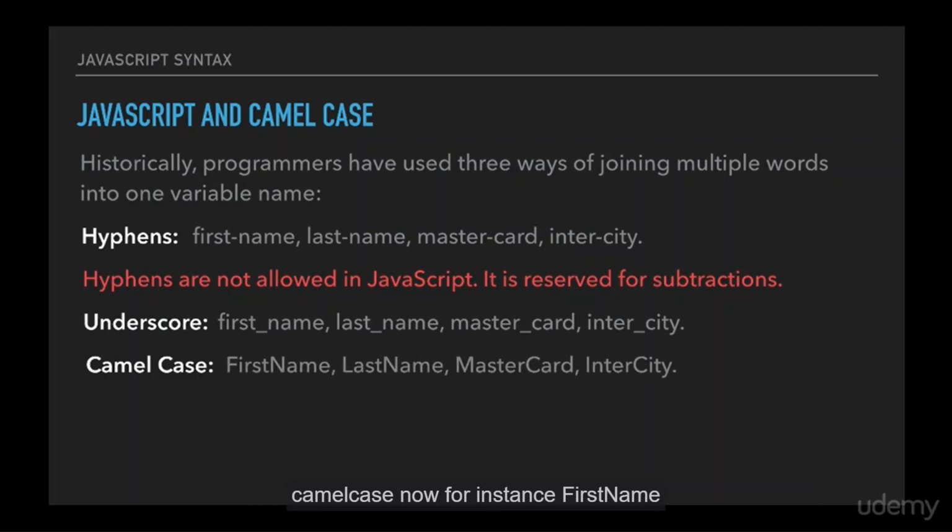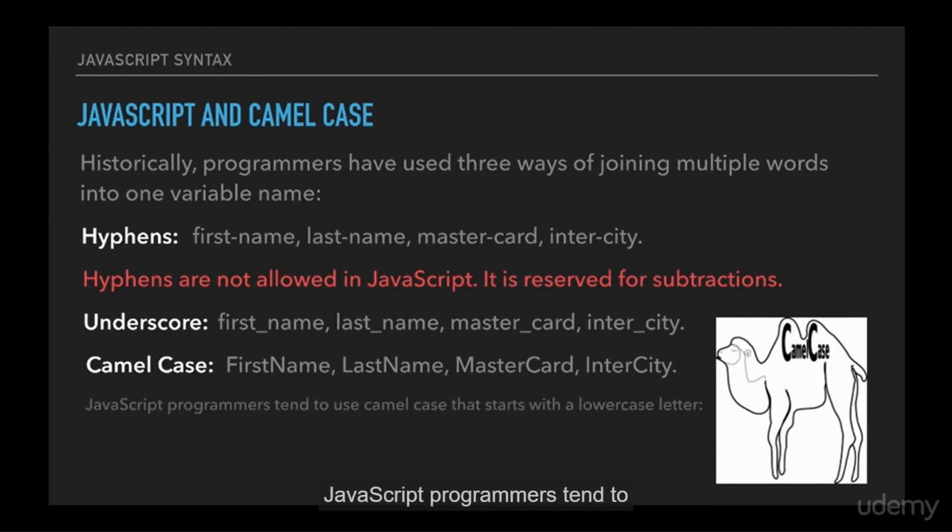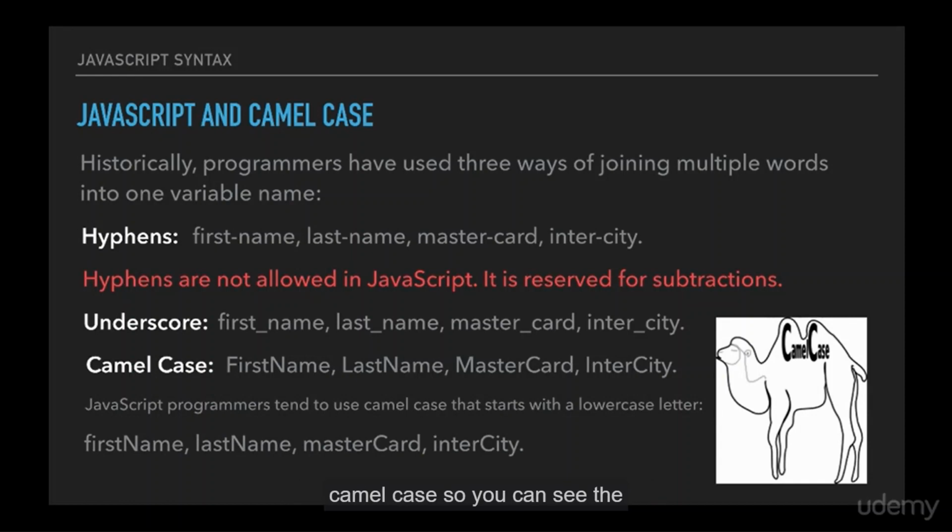For instance, FirstName, LastName. You see, the first letter of each word is in uppercase, whereas the subsequent letters are in lowercase. Can you relate it to a camel? You can see this. The camel case is derived pretty much based on the humps of the camel, and that's how the nomenclature came into existence. JavaScript programmers tend to use camel case that starts with a lowercase letter. So whenever we define a variable, we usually start with the first word's first letter as a lowercase, and the subsequent words follow the camel case. So you can see the example, firstName, lastName. That's how we define our variables.